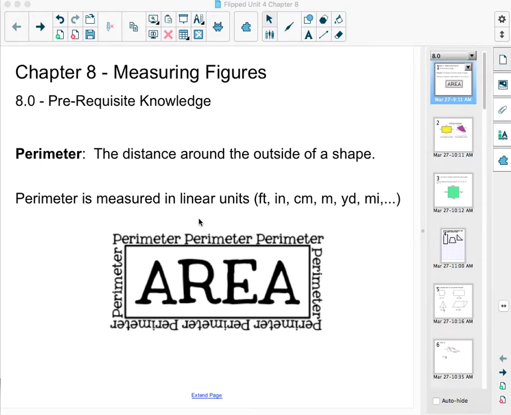Perimeter is the distance around the outside of the shape. If you look at my example here, I've got a rectangle, and around the outside of the rectangle, it says the word perimeter. That's the best picture I could come up with to show you what perimeter is. Since it's a distance, we use regular linear units to measure that distance, like feet, inches, centimeters, meters, yards, miles. An easy way to measure this would be to use a ruler or a yardstick or a tape measure.